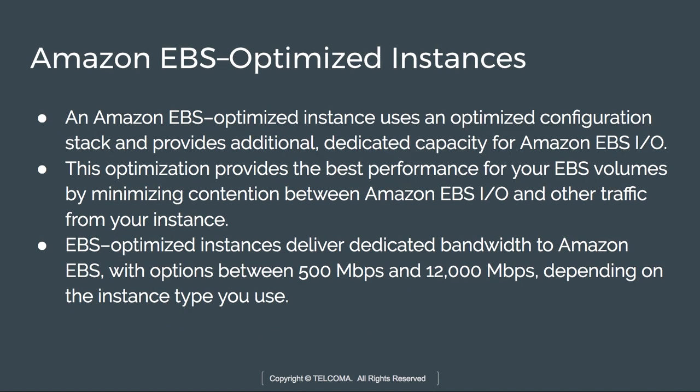Then we have EBS optimized instances. An Amazon EBS optimized instance uses an optimized configuration stack and provides additional capacity for input and output. That's why it's named an optimized instance. Because of this optimization we have the best performance of the volume, because it minimizes the contention between EBS input output and other traffic.